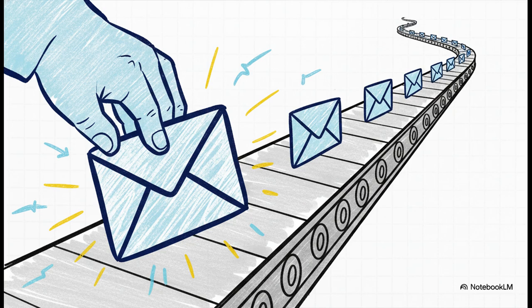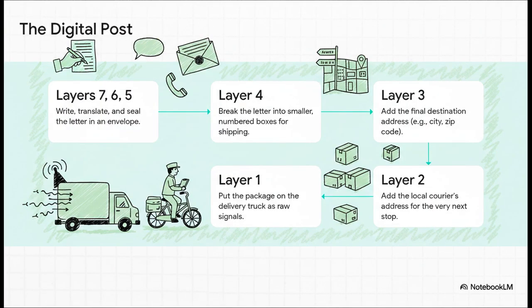Okay, so to really get our heads around this, the best analogy is to think of it like a super efficient digital postal service. It's a perfect comparison. Your data, that photo you're posting, that email you're sending, that's the letter. The OSI model, that's the entire postal system, from the moment you write the letter to the second it gets put on the delivery truck. This whole process of getting your data ready to send has a fancy name, encapsulation. But really, it's just wrapping the data in layers of instructions.